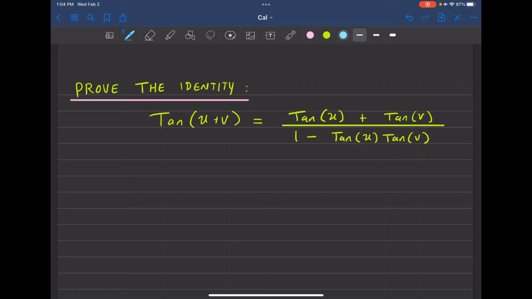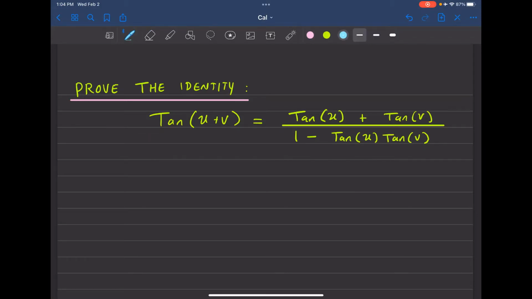Welcome everyone. So today I want to show you how we prove this very well-known trigonometric identity. We want to prove that tangent of u plus v is equal to this formula we have on the right hand side. So let's go ahead and do that.